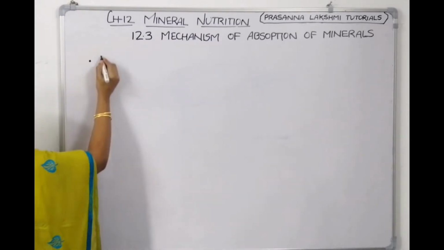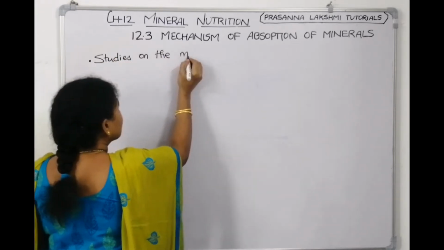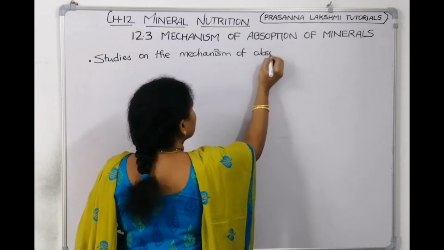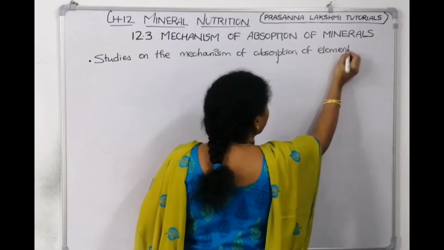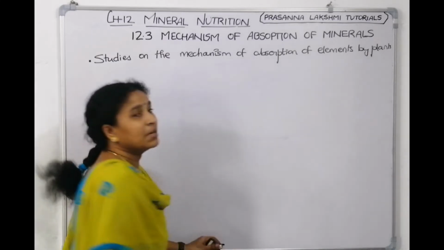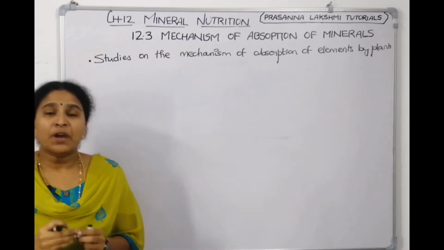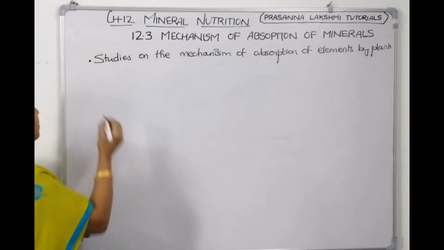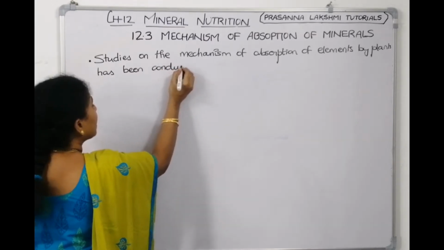In NCERT, the first statement is studies on the mechanism of absorption of elements by plants. See, try to understand the sentence. How plants are absorbing minerals. For that, when we are conducting studies, we are conducting them in isolated cells, isolated tissues or isolated organs. Has been conducted. Where are you conducting?